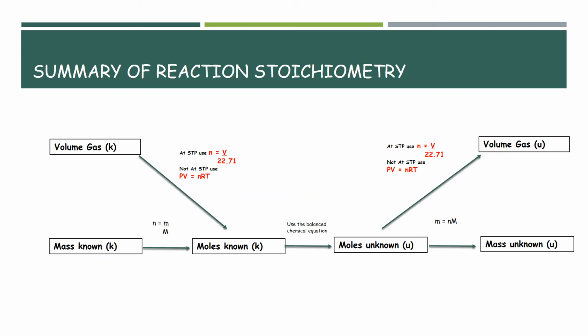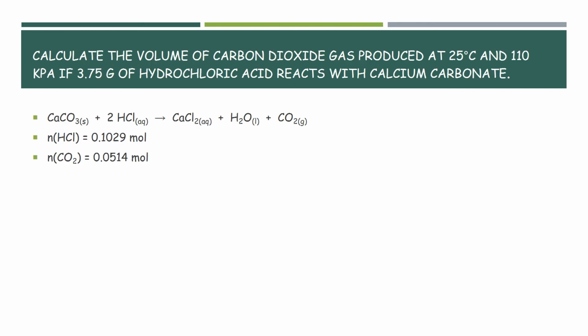So now that we've got our moles of unknown, we've been asked to find a volume of the gas. So we are going to either use this formula or this formula. Because our volume of gas is not at STP, I'm going to be using the ideal gas equation, PV equals nRT. So finally, remember, here's our known, here's our unknown. We are up to finding the volume of the gas.